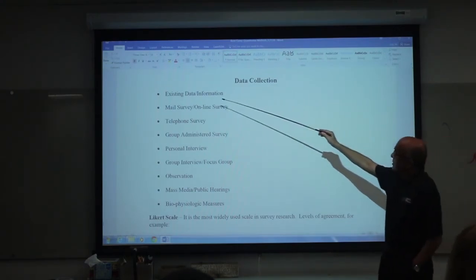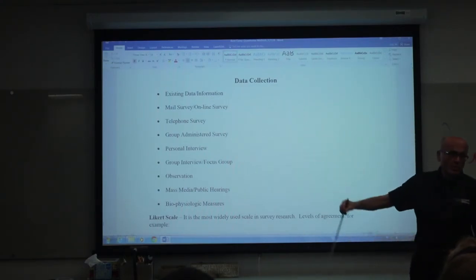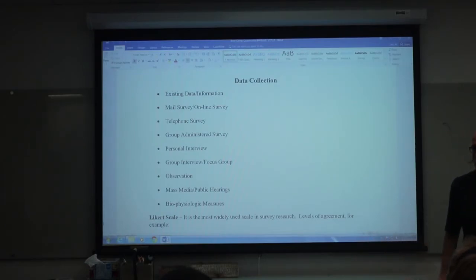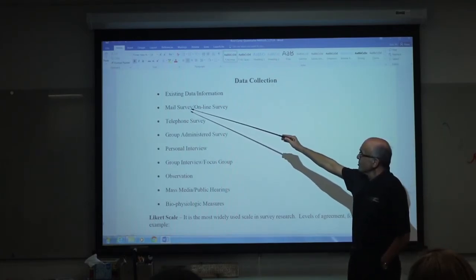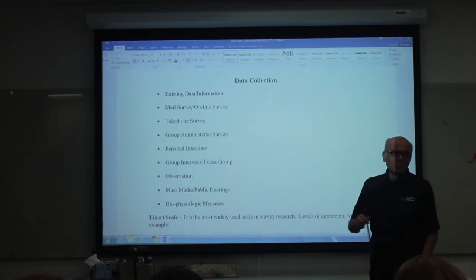Data collection, existing data. We have lots of students in our program. They use existing data, for example, STAR reading, math. They just go to the school district and get the data. Easier said than done, by the way. They have to go through some steps to get the data. Online mail survey. I don't have many students do mail survey anymore.